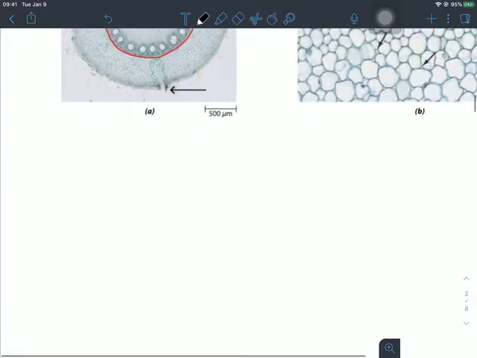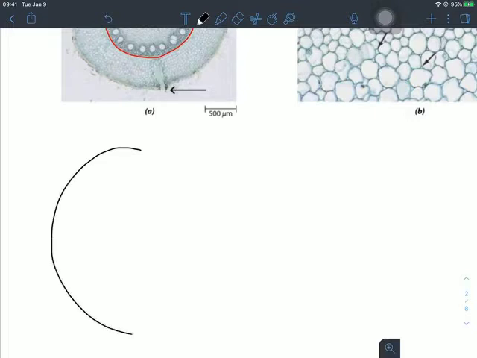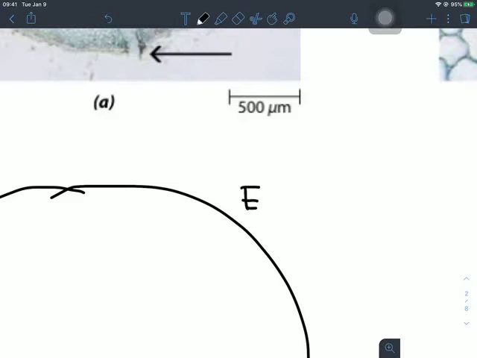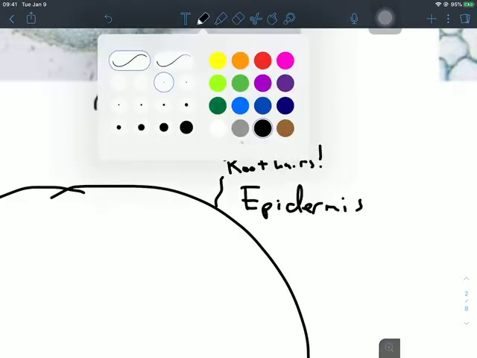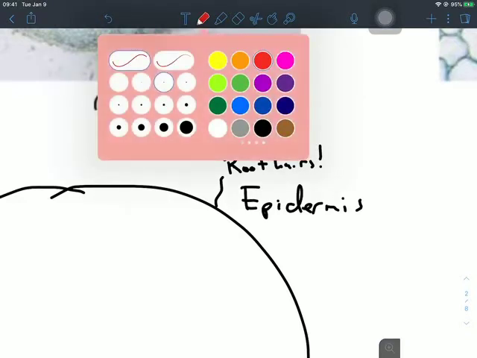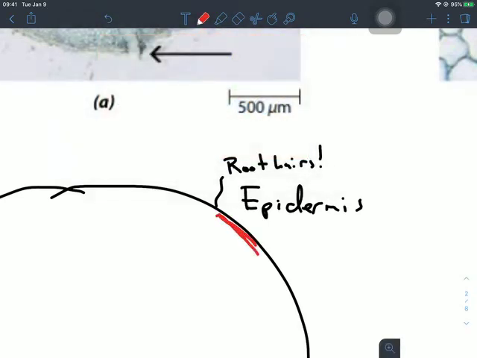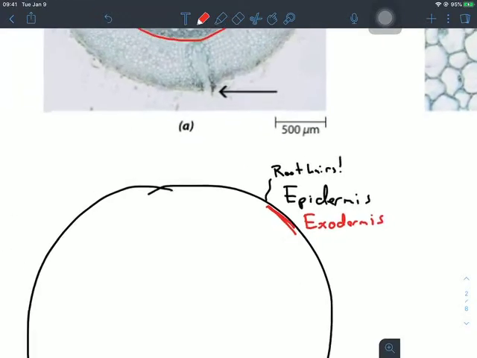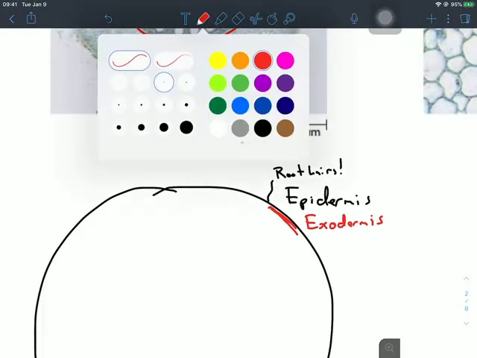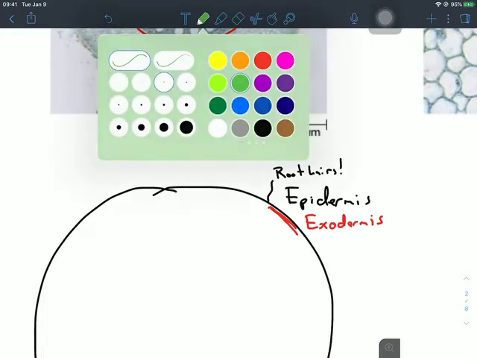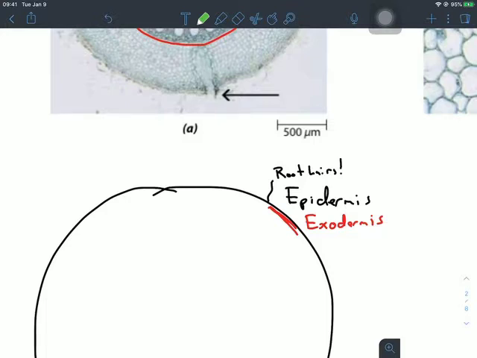So just like we did with our plant stem, let's again dissect this plant root horizontally. You know that at the very outside, you have an epidermis with root hairs growing out of it. Underneath the epidermis, you will have the exodermis. Specialized cell layer that provides first pass at filtration and keeping pathogens or harmful things out.